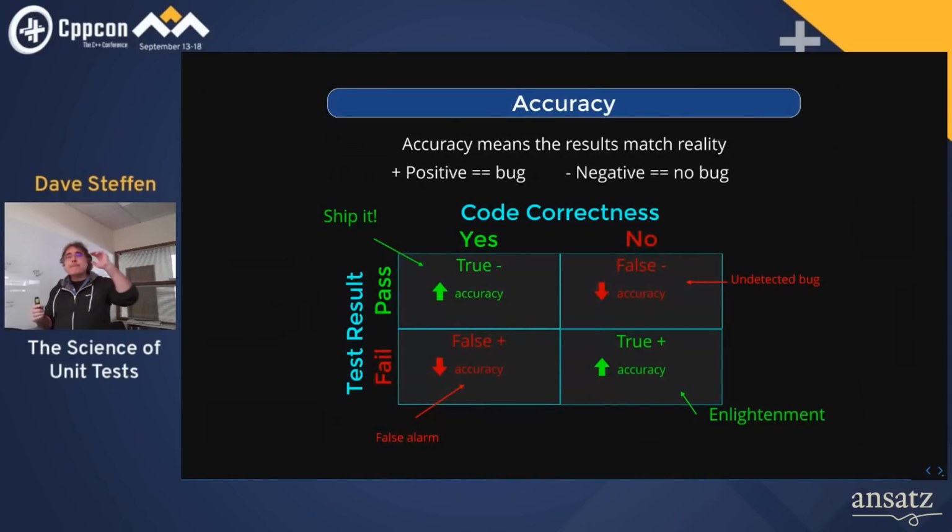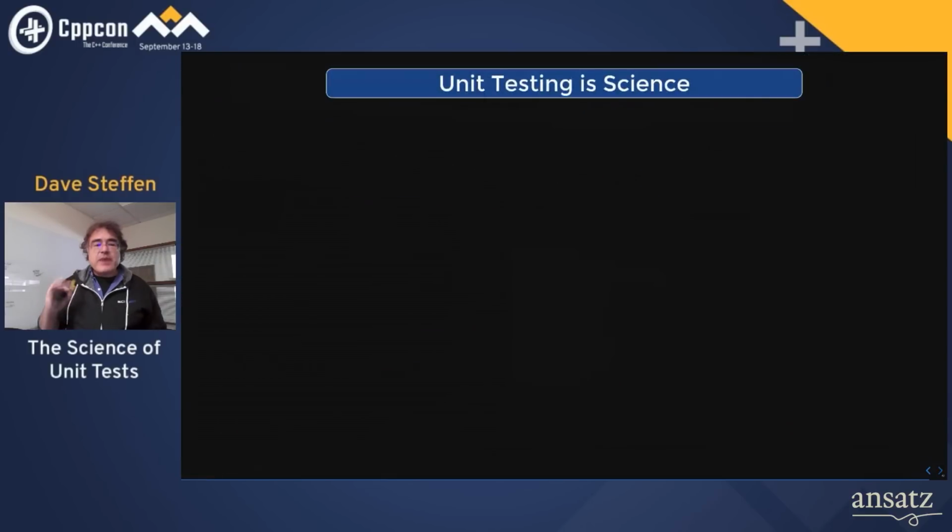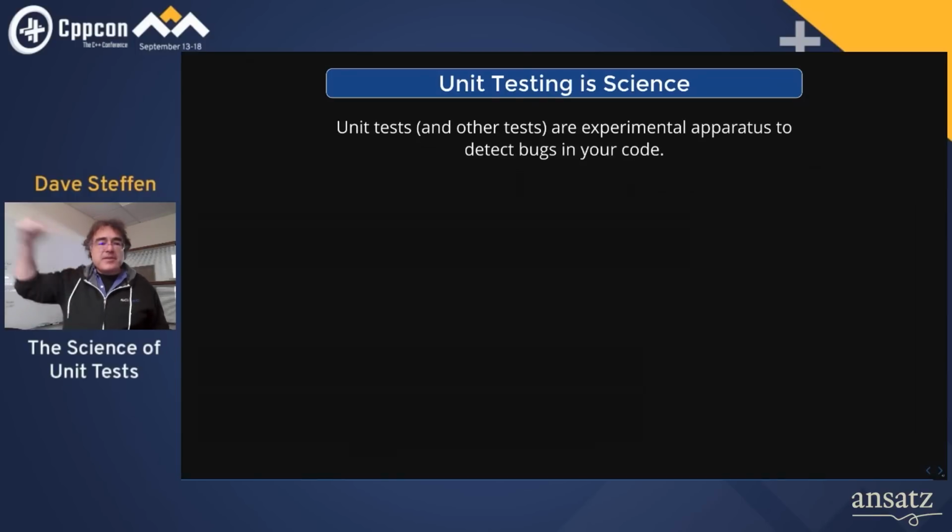So that's accuracy. Let's try and wrap this up a little bit. Unit testing is science. Again, it's a physical system, and what you're doing is building a lab setup to measure a specific thing about that system, which is, do you have bugs? Not just unit testing, all of your tests, all right?